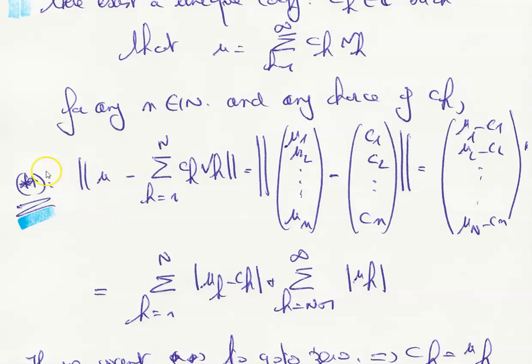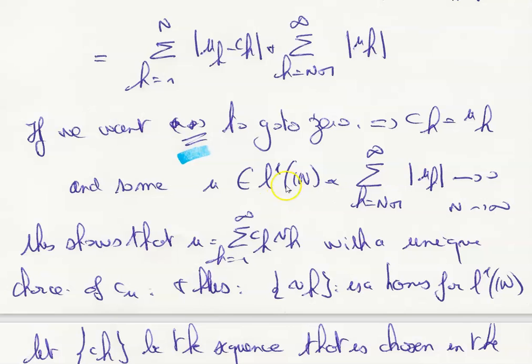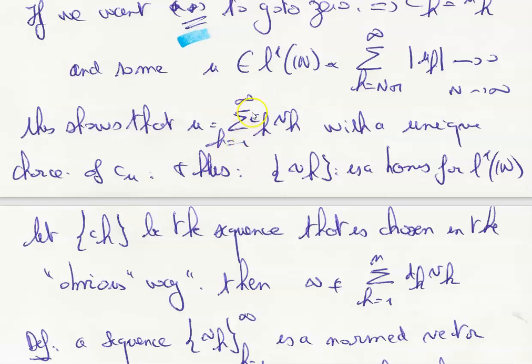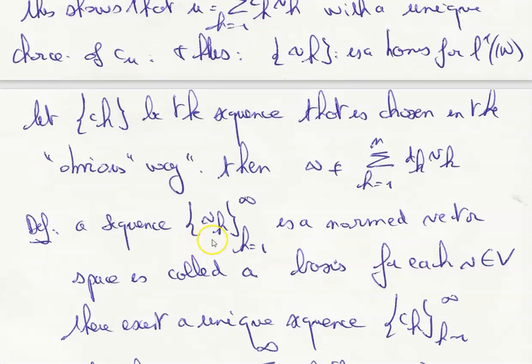So if you want this, the double star, to go to 0, then you will see that ck equals uk, and u belongs to L1 of n, where the sum for k from n plus 1 to infinity of the absolute value of uk goes to 0 when n is going to infinity. So this shows that u is a linear combination, the sum for k from 1 to infinity of ck vk, with a unique choice of ck, thus the sequence of vk is a basis for L1 of n. Let the sequence of ck be the sequence chosen in the obvious way, then v differs from the sum for k from 1 to n of dk vk.